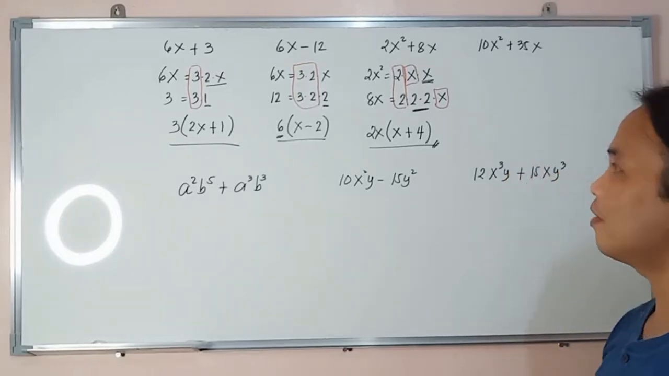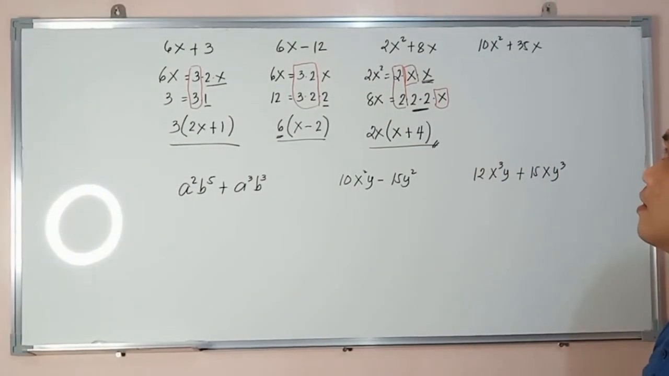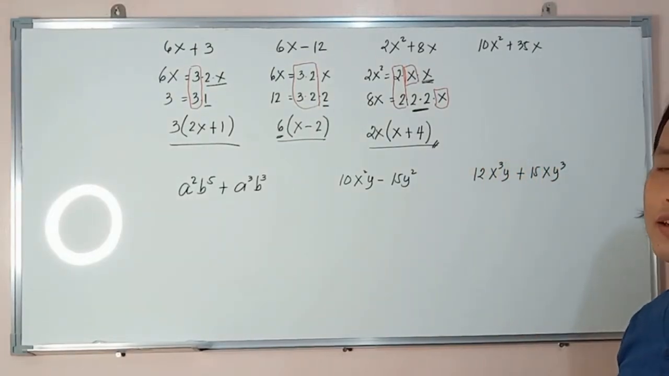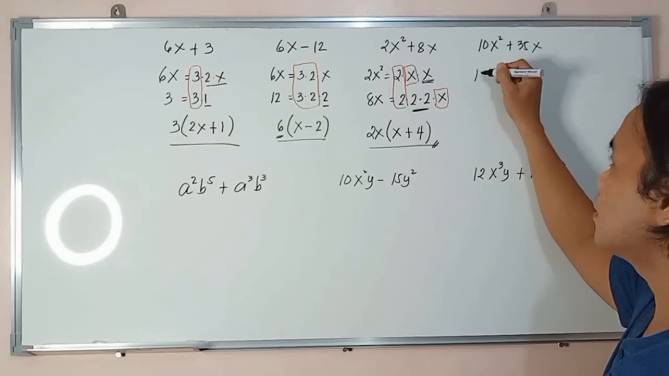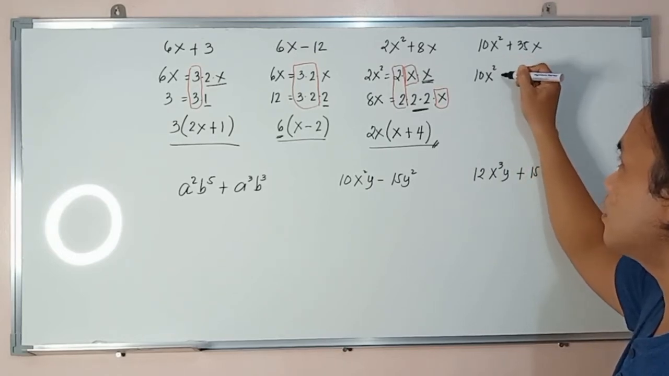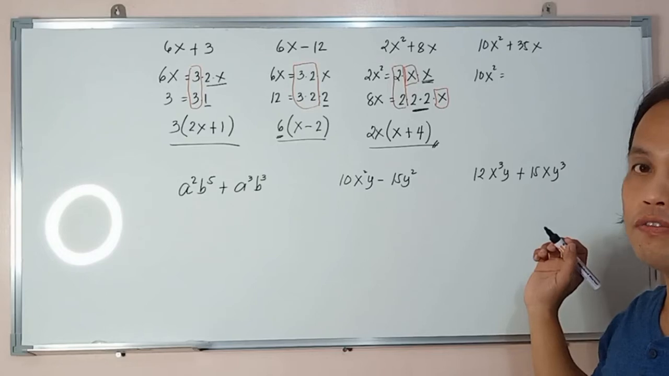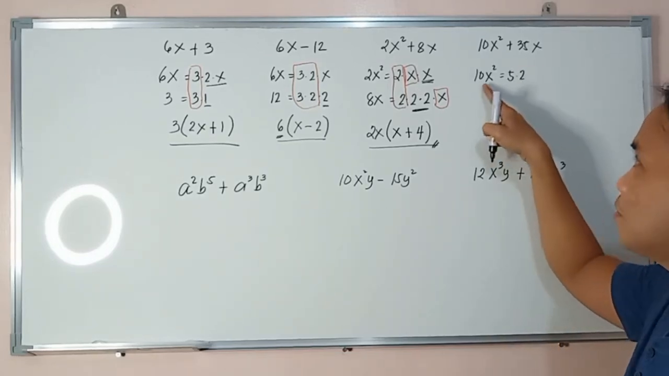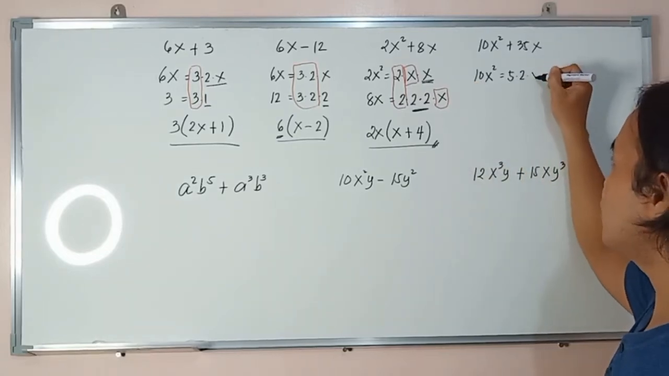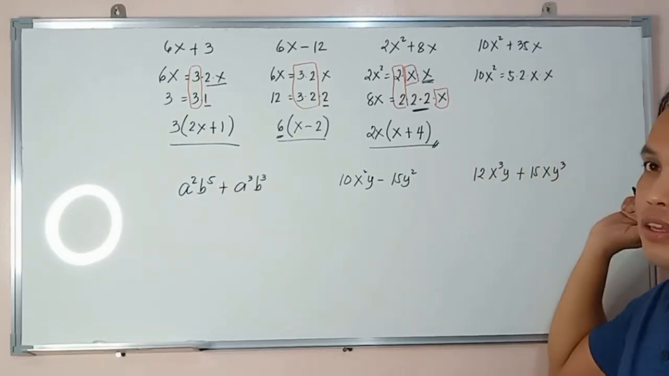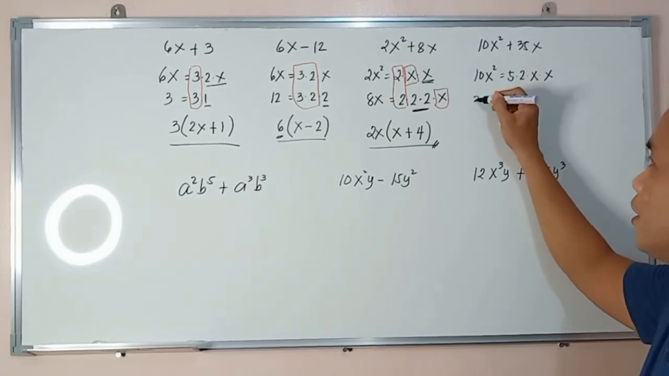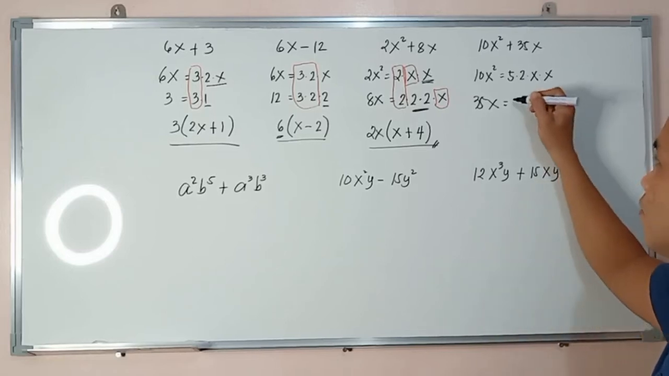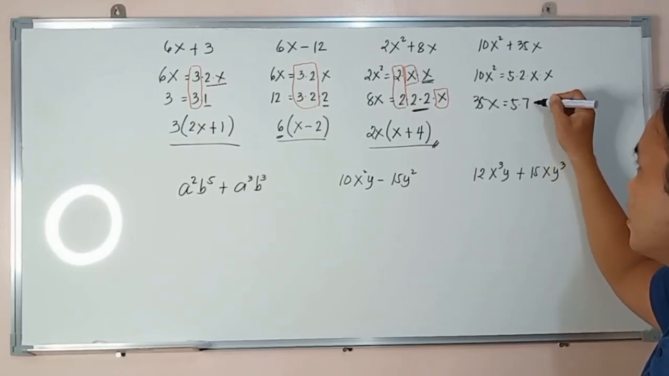Okay, next example. We have 10x squared plus 35x. For the first term, 10x squared, the prime factors are 5 times 2, since 5 times 2 is 10, then we have x times x. For 35x, the prime factors are 5 times 7 times x.